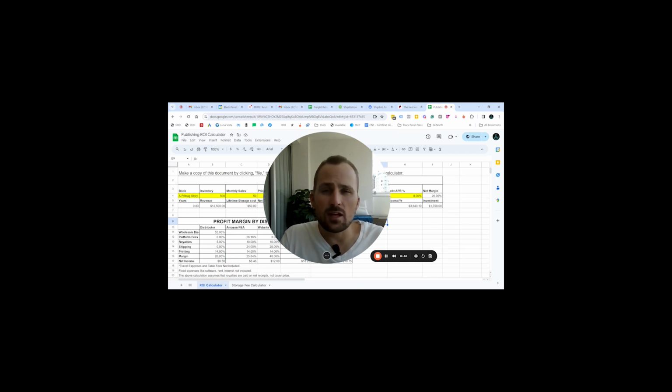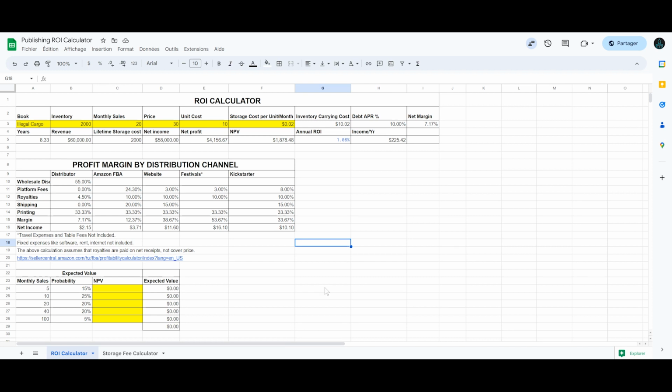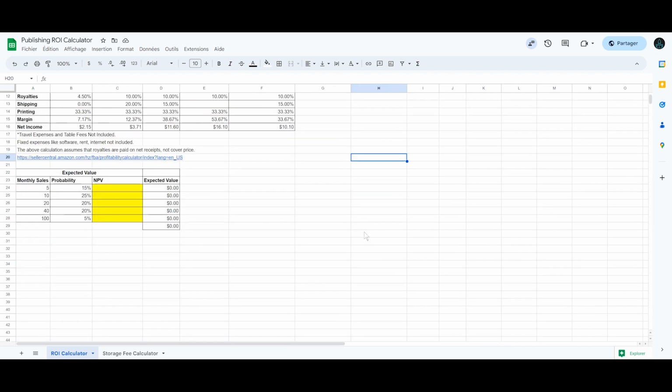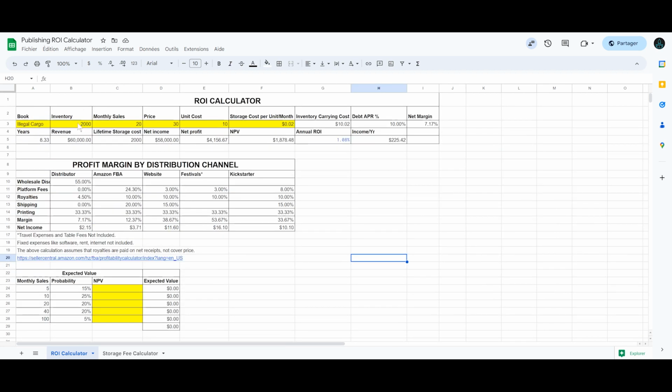So without further ado, let's get right into it. I'll show you how to use this publishing ROI calculator, and you'll be able to download this at the end of the video. There's a lot going on in here. It could be a little bit confusing, but if you stick to mainly editing these yellow cells, that should auto-populate everything else that you need, and you'll be able to do all the calculations that you need here.